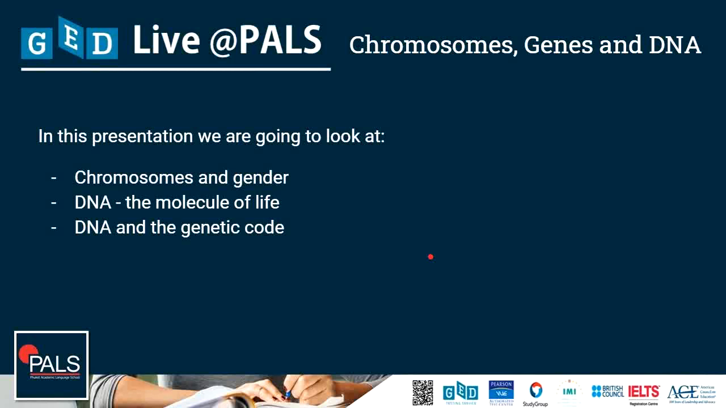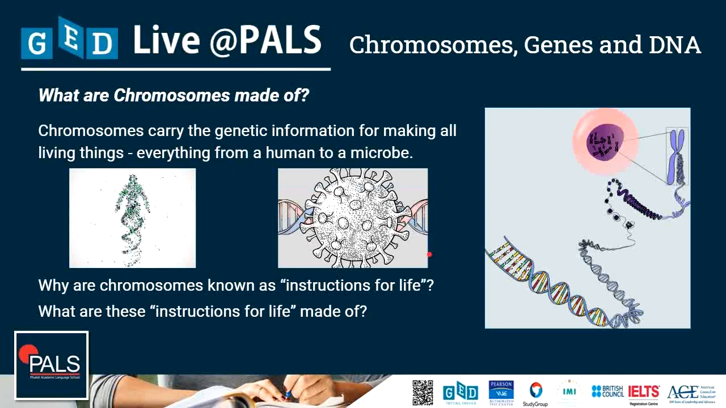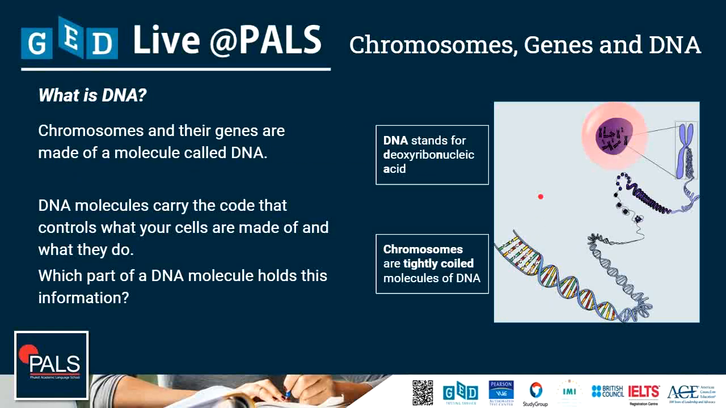Alright, let's go to our next part of the presentation, the DNA, the molecule of life. So what are chromosomes made of? Chromosomes carry the genetic information for making all living things, everything from a human to a microbe. Why are chromosomes known as instructions of life? And what are these instructions of life made of? So here we see that chromosomes are actually made of DNA. And every one of you has heard of DNA before, and we will now explore what this DNA actually is.